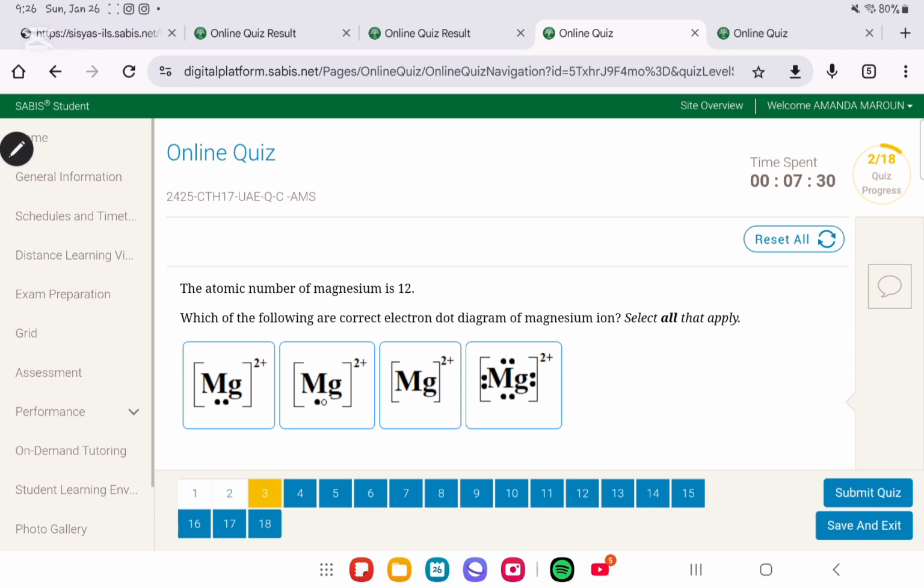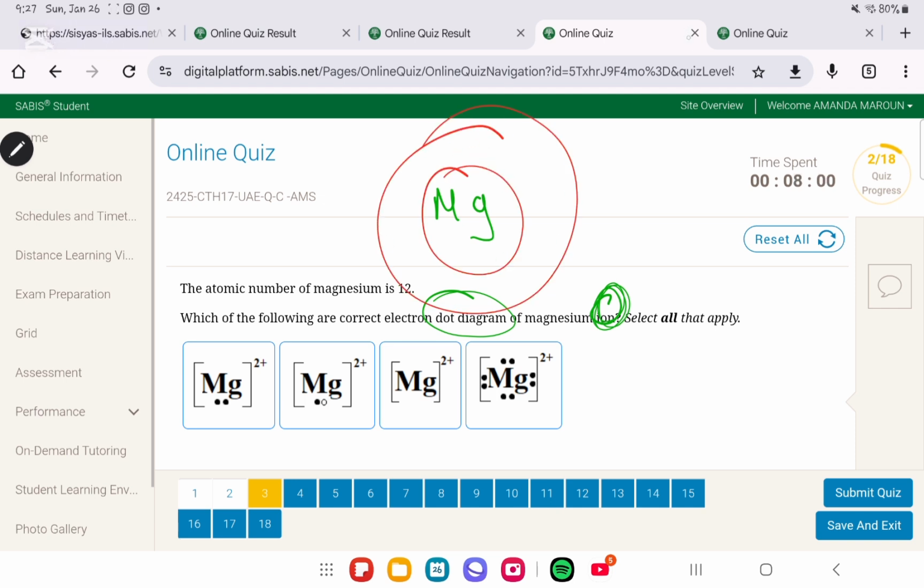Now for question number 3, they told us which of the following are correct electron dot diagram of magnesium ion. They said what? Ion, that means it has reached the noble gas configuration, meaning when we are gonna be dealing with the Mg electron dot diagram, okay, we can do it in 2 ways. The first way is to put the exact number of valence electrons, so we are gonna be forgetting about all the other shells. So Mg has an atomic number of 12.